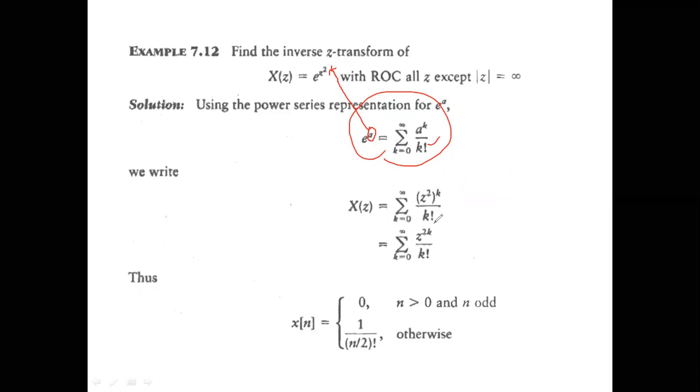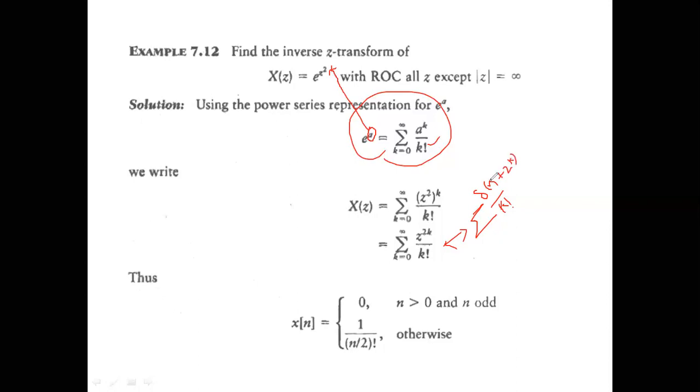So what will be this inverse z transform? The summation will remain summation, and 1 by k factorial will still be there. Z to the power 2k will result in delta n plus 2k. So this will be my inverse z transform.